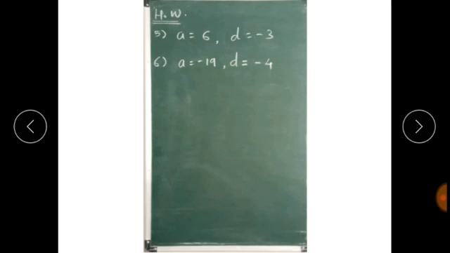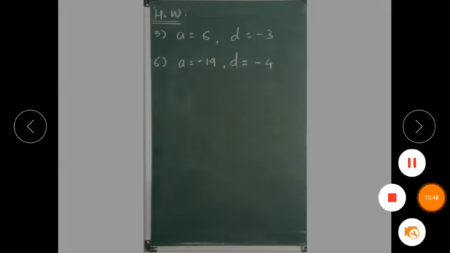In this way, now sum number 5 and example number 6 of this question you will solve in homework. Here A, the first term, is given as 6 and D is given as minus 3. So T2 will be T1 plus D and so on. Similarly, in example number 6 also, A, the first term T1, is minus 19 and D is minus 4. So what will be T2? T2 is equal to T1 plus D and so on. In this way, very easily you can solve these sums now.